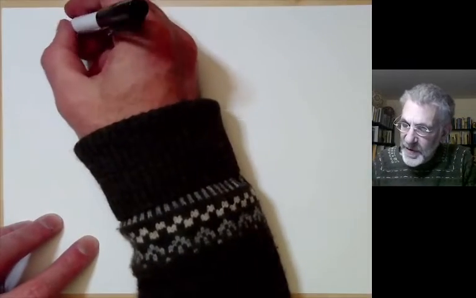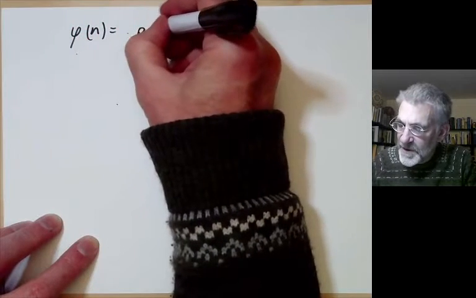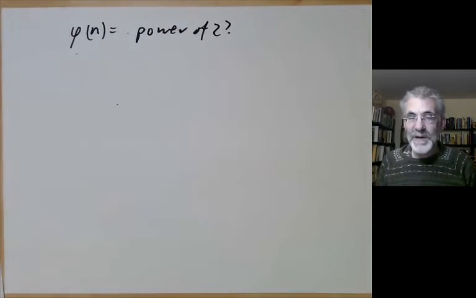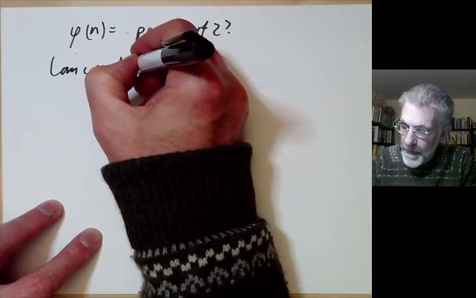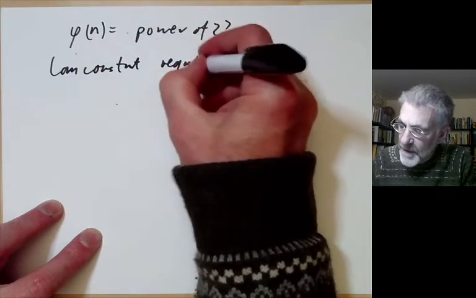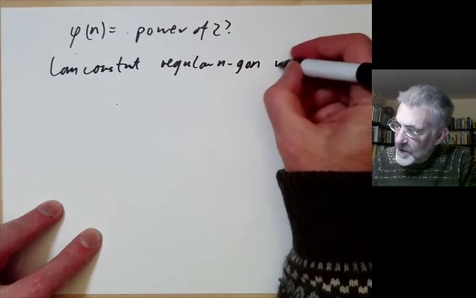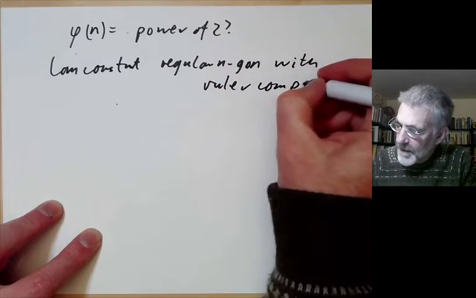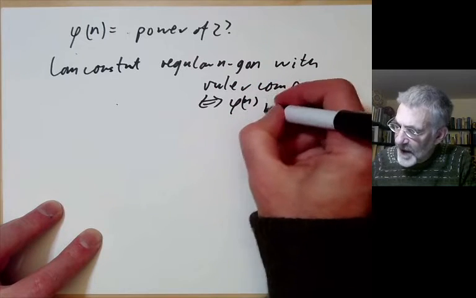Another similar example is, can we find numbers with phi of n a power of 2? This is of some historical interest, because Gauss showed that we can construct a regular n-gon with ruler and compass if and only if phi of n is a power of 2.